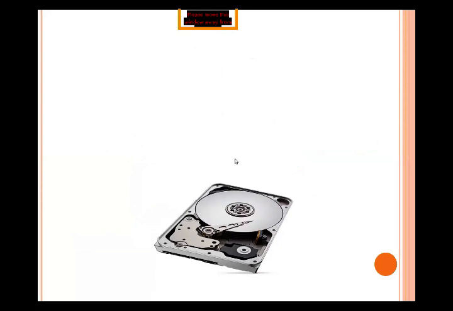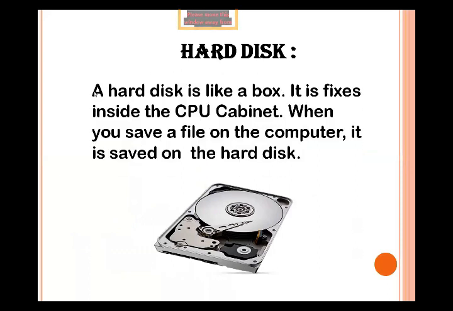Okay, what is this? Have you seen it before? No. What is its name? It is a hard disk. A hard disk is like a box. It fits inside the CPU cabinet. When you save a file on the computer, it is saved on the hard disk. It is fixed inside your CPU cabinet, and whatever you save in your computer is saved into the hard disk.